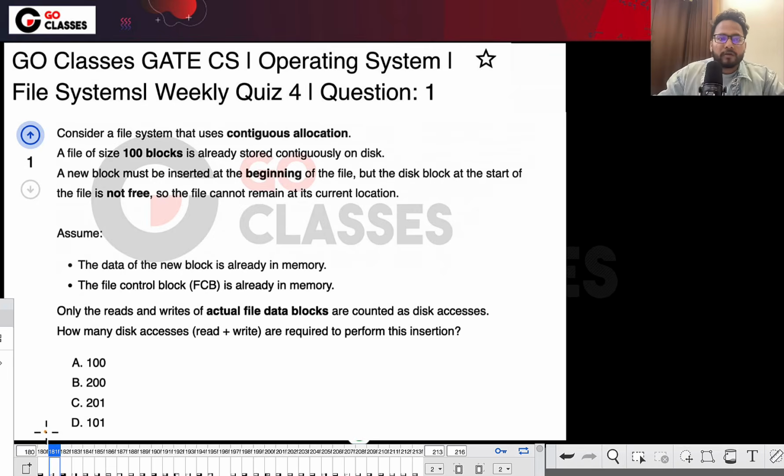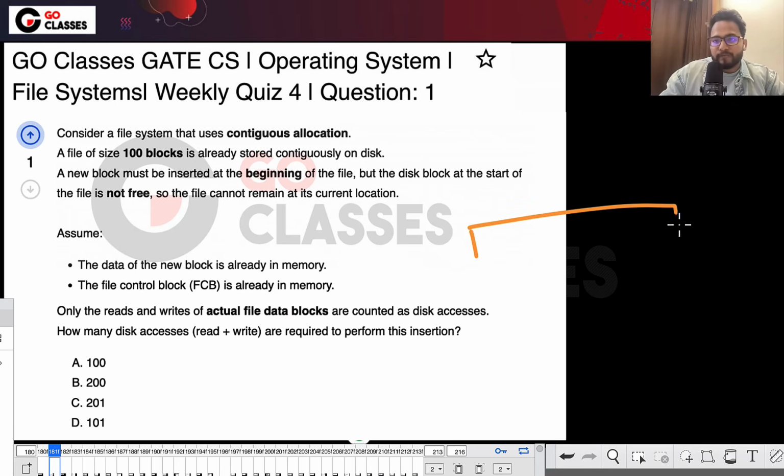Let us now see this question. In this question they are saying that a system is using contiguous allocation. A file of size 100 blocks is already stored contiguously on the disk. A new block must be inserted at the beginning of the file, but the disk block at the start of the file is not free.